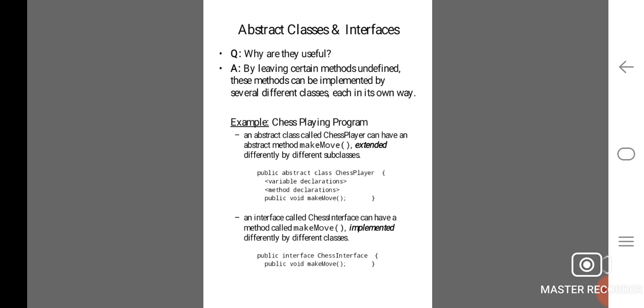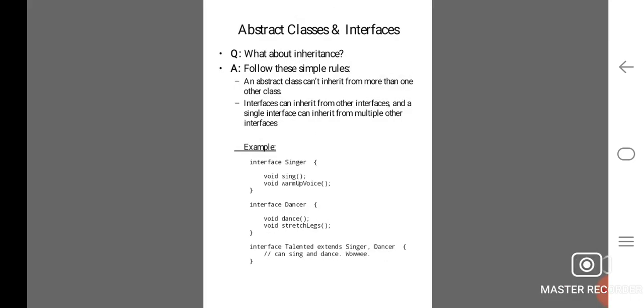Public abstract class ChessPlayer. So the body has variable declarations and method declarations, like public void makeMove, a function over here. An interface called ChessInterface can have a method called makeMove implemented differently by different classes. So: public interface ChessInterface, public void makeMove.